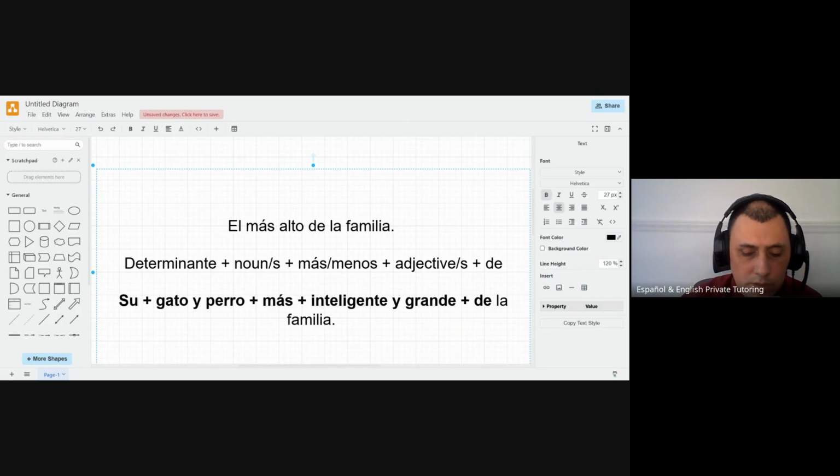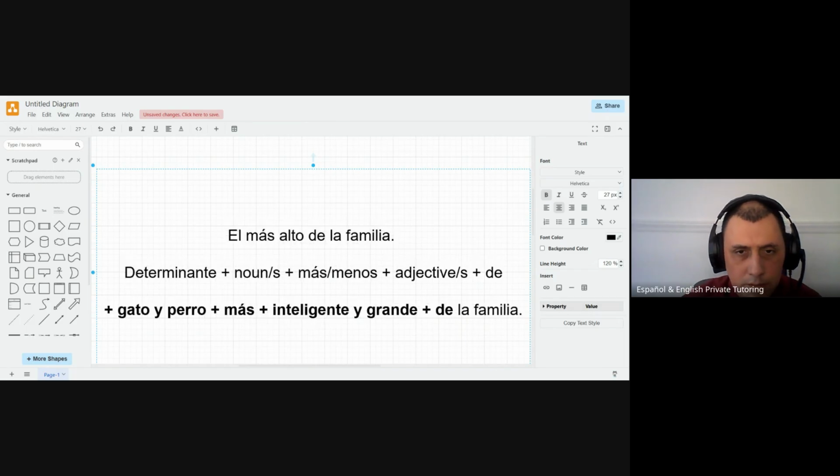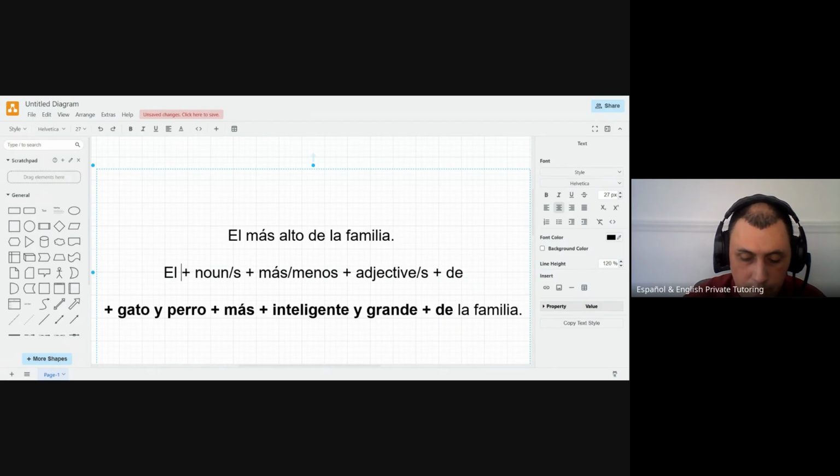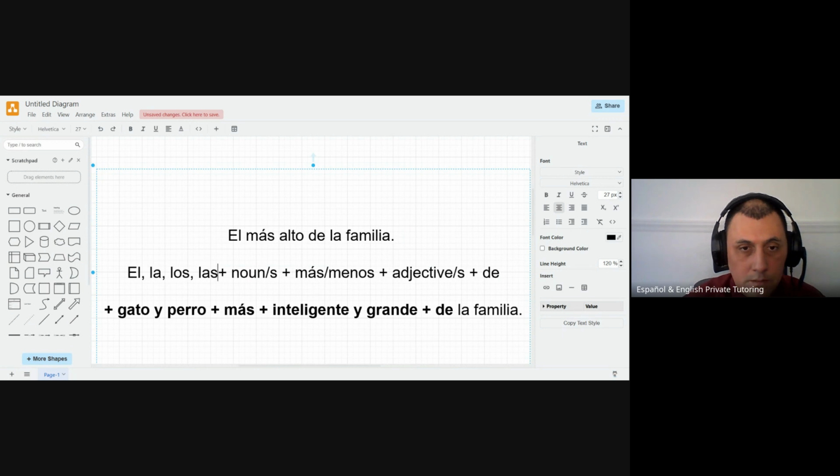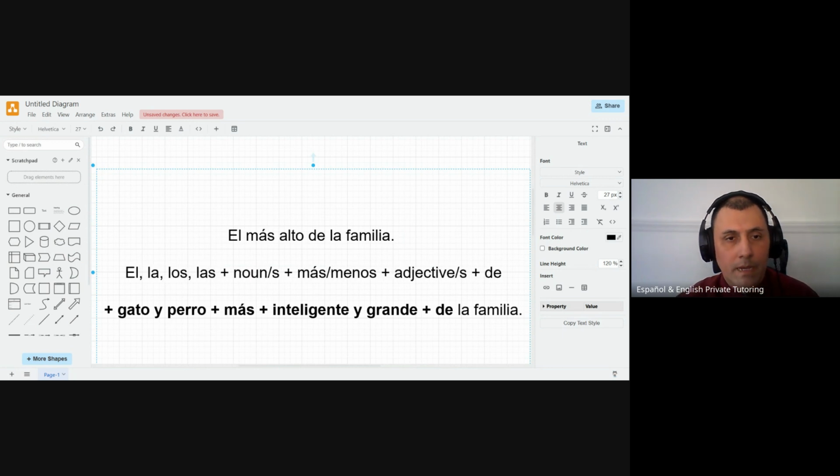Well, that would change it. Let's leave it like that. Let's not change the formula, because that will change the structure. I'm going to explain that later. I can use el, la, but let's keep it as articles. Definite articles: el, la, los, las. I'm using el.